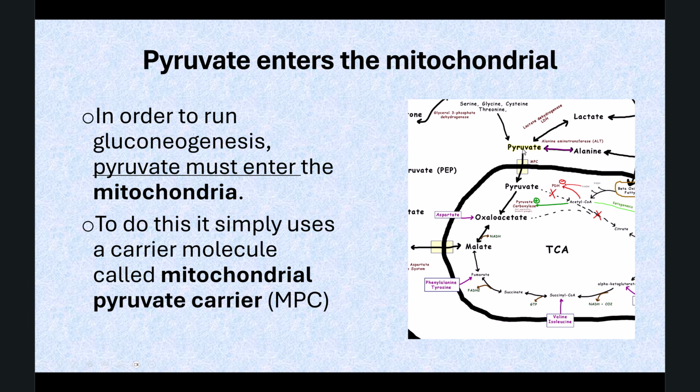So here's pyruvate. So the first order of business, pyruvate is made not in the mitochondria, it's made in the cytosol. So pyruvate has to be gotten into the mitochondria. And there's a transporter called mitochondrial pyruvate carrier that brings pyruvate in. It's not regulated, to my understanding. So great, now we have pyruvate in. So that's the first step in gluconeogenesis.